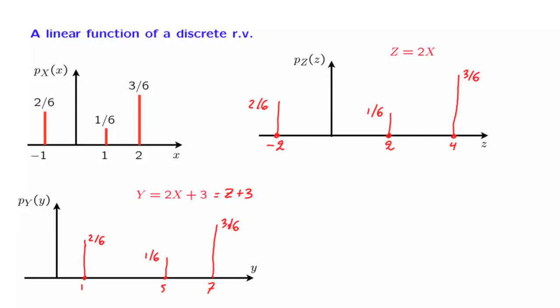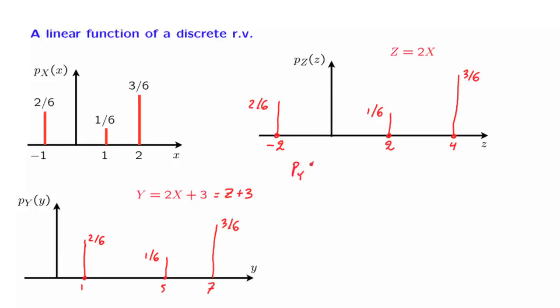What we see here is that the PMF of y has exactly the same shape as the PMF of z, except that it is shifted to the right by 3. To summarize, in order to find the PMF of a linear function such as 2x plus 3, what we do is that we first stretch the PMF of x by a factor of 2, and then shift it horizontally by 3. We can also describe the PMF of y through a formula.